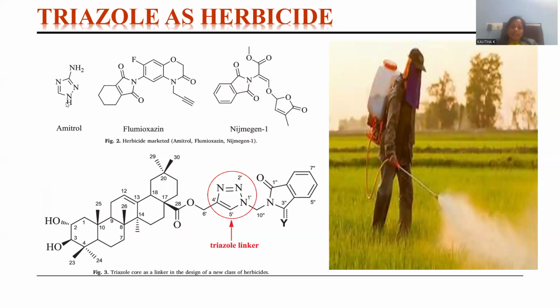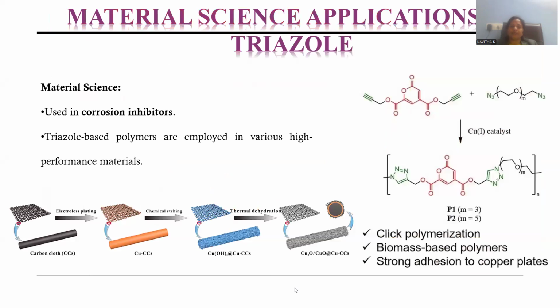Amitrol is an effective one, where this amino functionality containing triazole was taken, and the same triazole linker is present in between the polyannular system, and also an indolinone molecule is there, so that the triazole linker is effective in this herbicidal activity. Any weeds and undesirable plants present in the croplands will be effectively destroyed by spraying this kind of herbicidal drug.